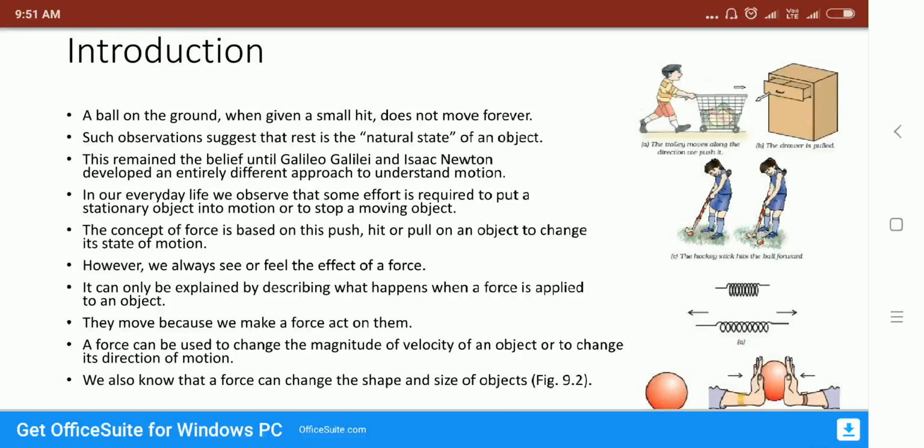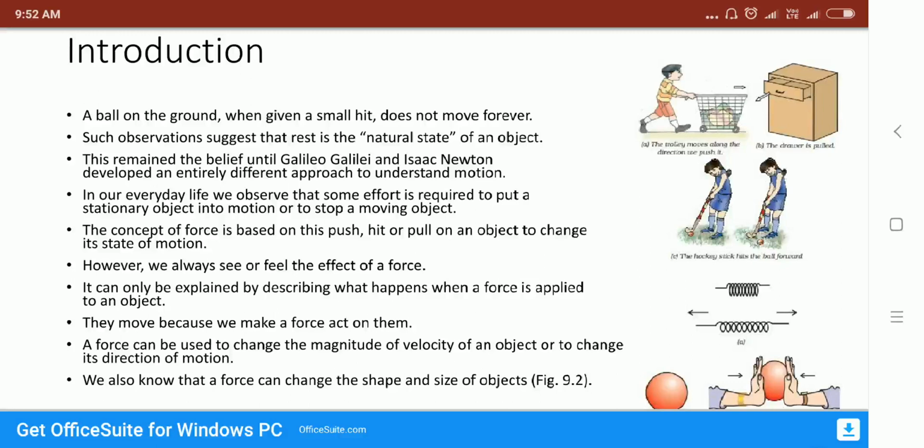In the first diagram, we can observe that by applying a force, the trolley can move in a particular direction. So here we are giving a pushing force. To open the drawer, we need to give a pulling force, right? And to play hockey, we need to hit a ball, or if we are playing football, we need to hit a ball.